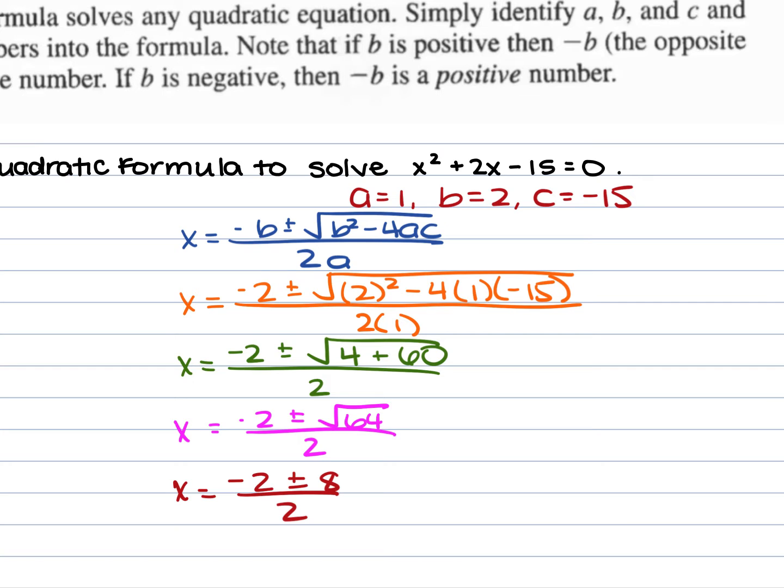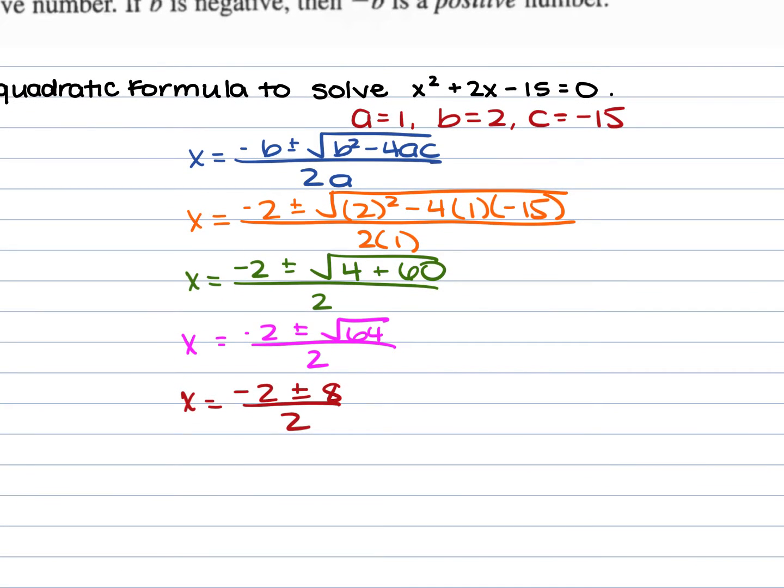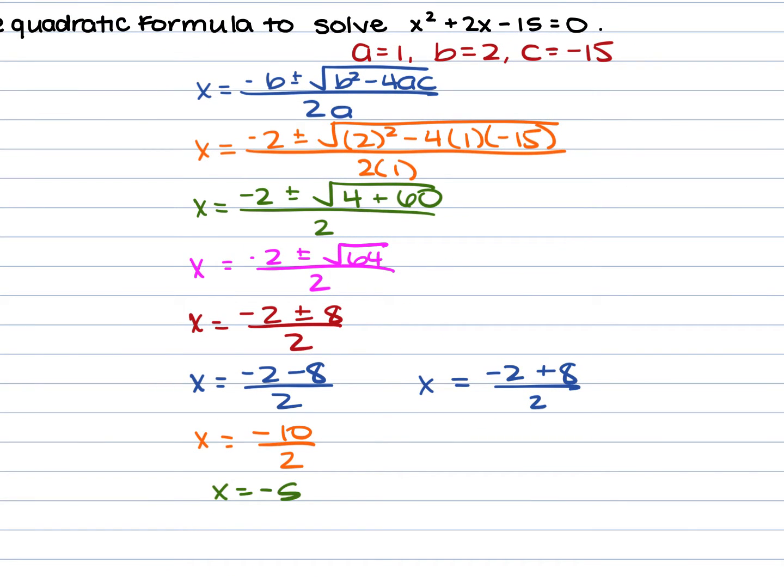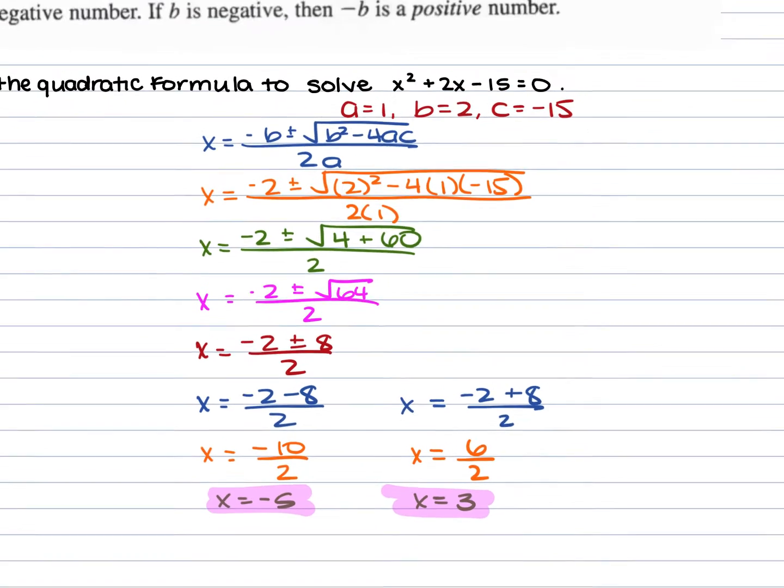Because our radical simplified fully and we do not have a radical left, we're going to separate this into two equations and solve for both. So we have x is equal to negative 2 minus 8 over 2, as well as x is equal to negative 2 plus 8 over 2. We simplify both of these. We get x is equal to negative 10 over 2, which simplifies to be negative 5. And then we also get x is equal to positive 6 over 2, which is 3. So two solutions here are negative 5 and 3.